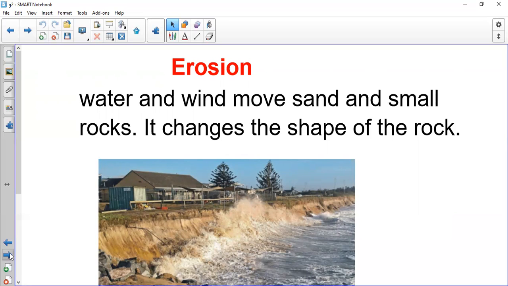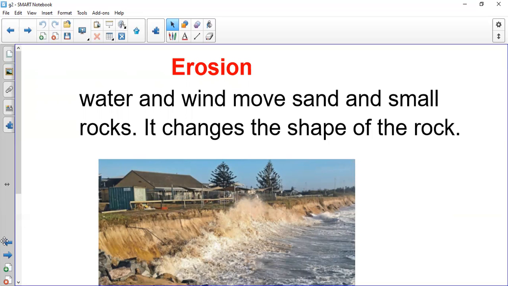The wind and water at the beginning broke the rocks into pieces. After this, the same wind and water will carry the small broken rocks to another place. And by the end, the shape of this rock will be changed because it was broken. And after this, the wind and water will carry them to another place. So, weathering, break; erosion, move.